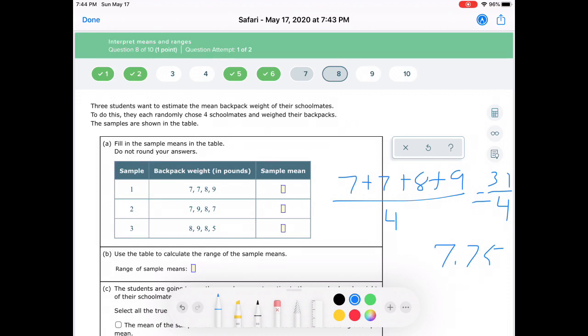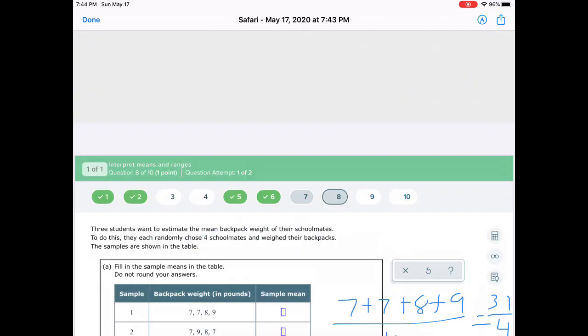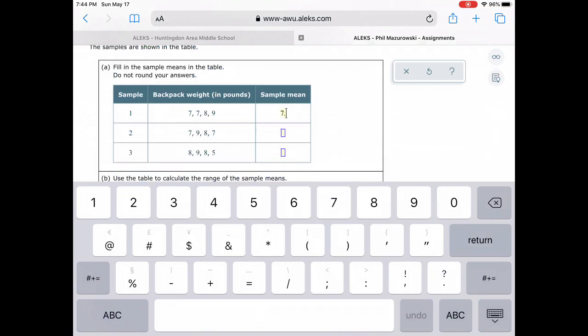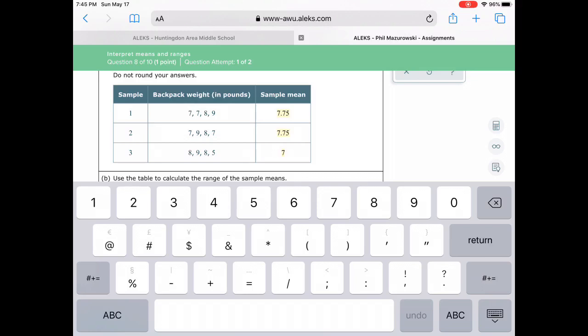The last one is going to be slightly different here. So we would do 8 plus 9 plus 8 plus 5. And once again, there's only 4 of them, so we would divide them by 4. So 8 and 9 is 17. And then another 13, that gives us 30 divided by 4, so that's going to be 7.5. All right, so I'm going to go through here and fill those in real quick. So sample mean, 7.75, 7.75, and 7.5.